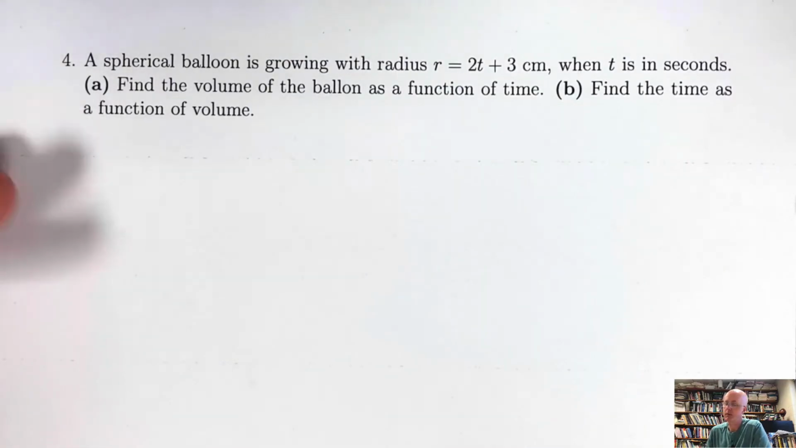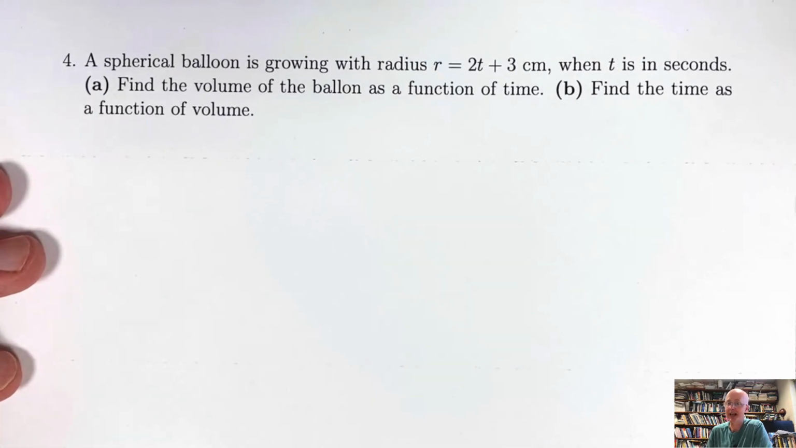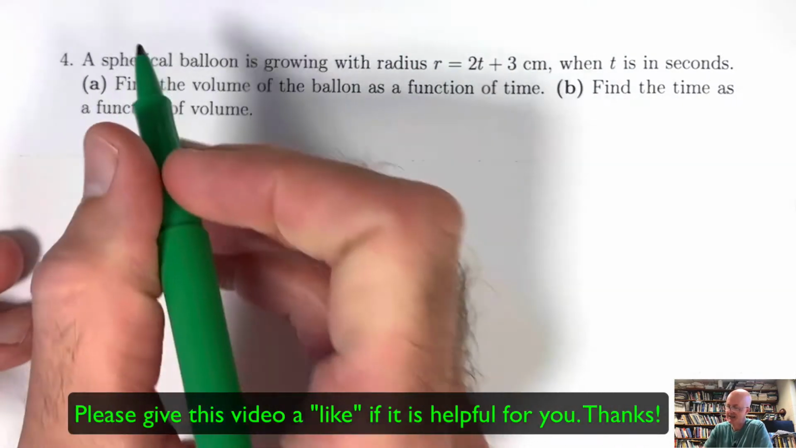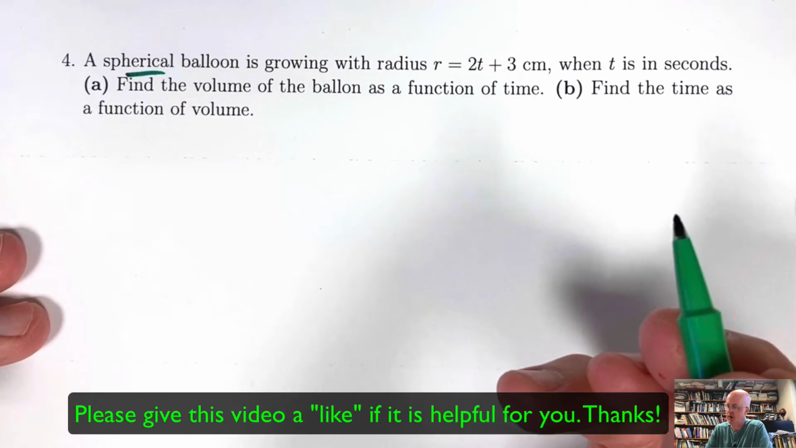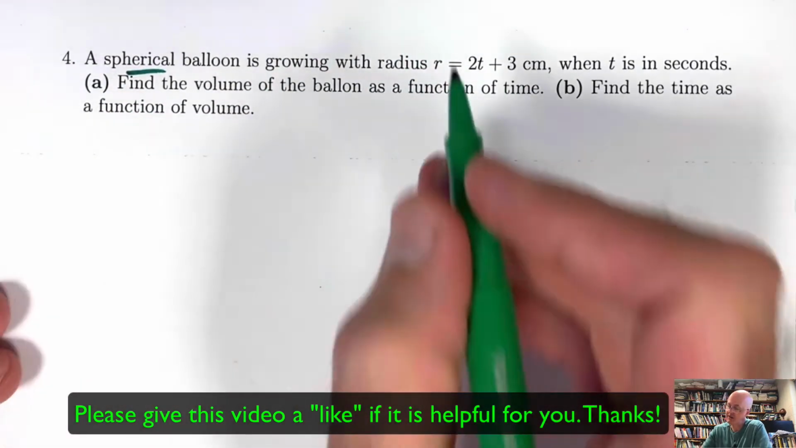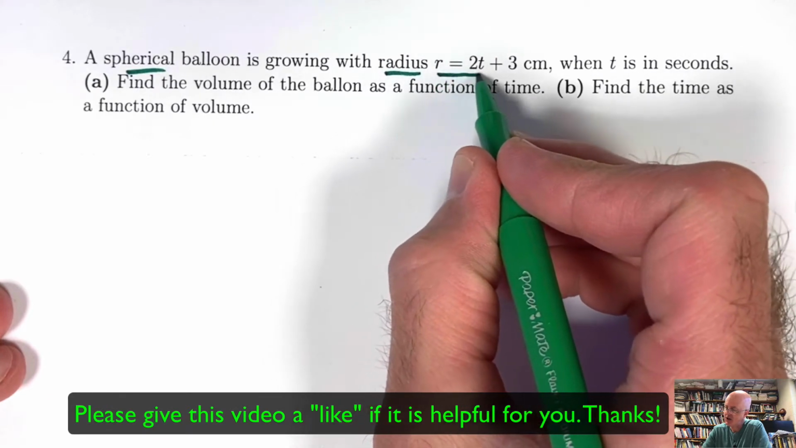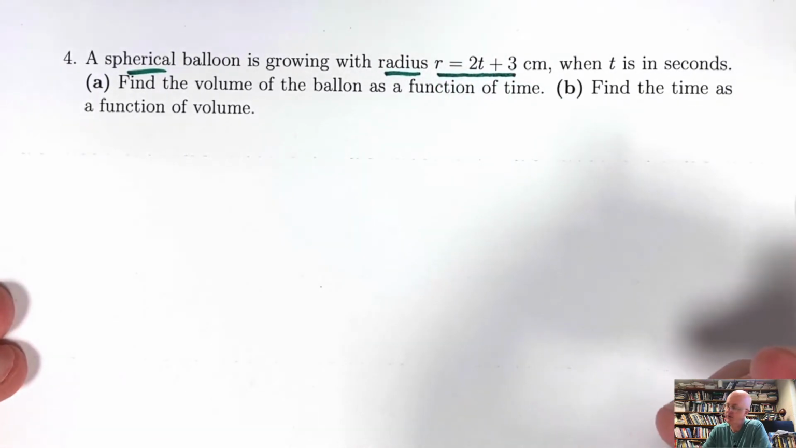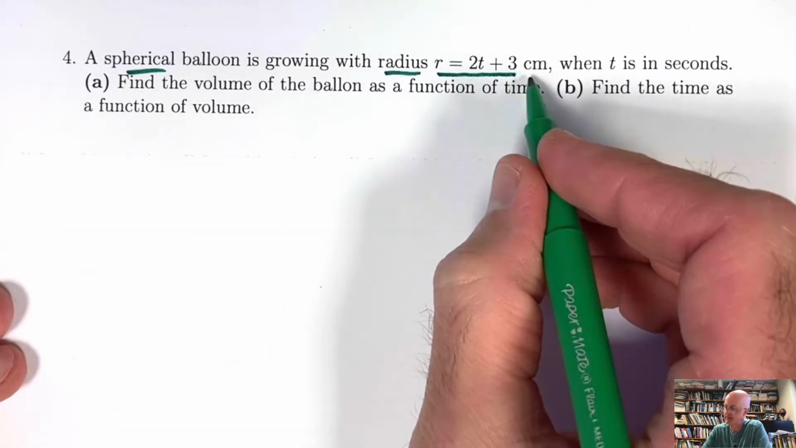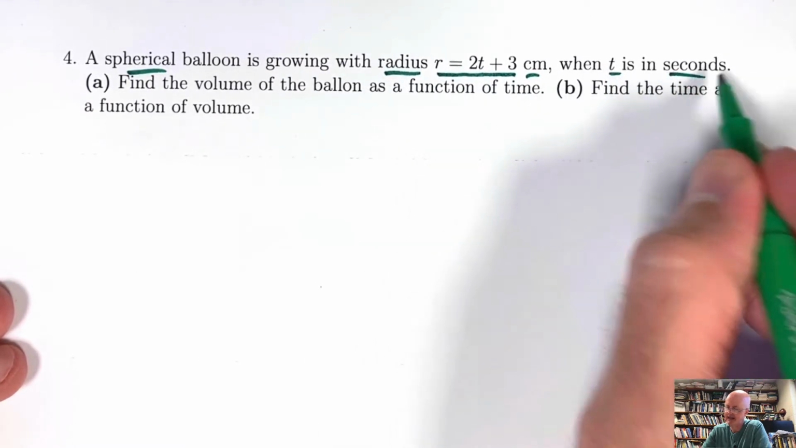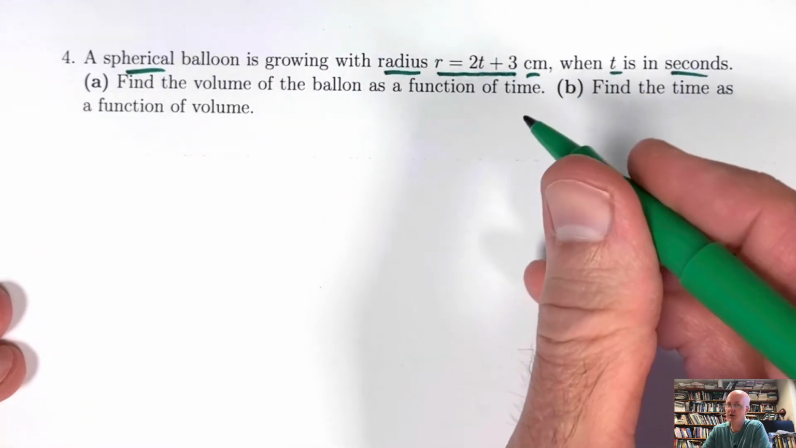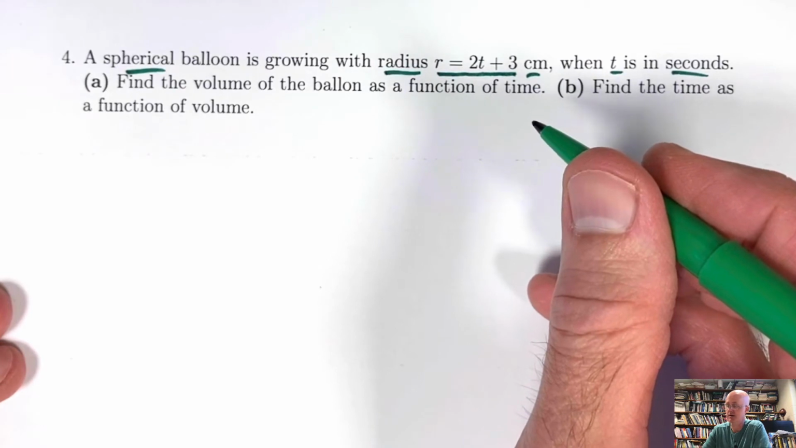Number 4 is a problem about function composition in an applied setting. A spherical balloon is growing, getting bigger over time. Its radius r is a function of time. R equals 2t plus 3 centimeters when t is in seconds. Okay? Now, there's no function notation used here.